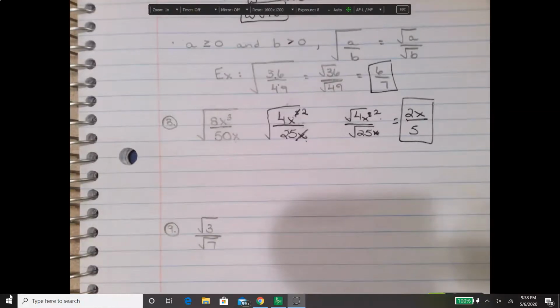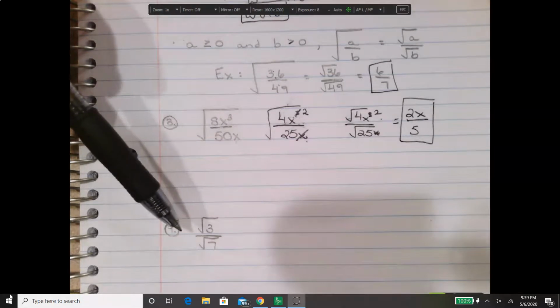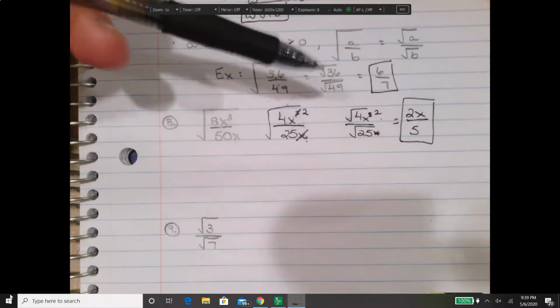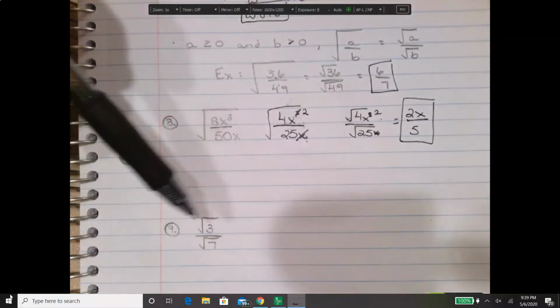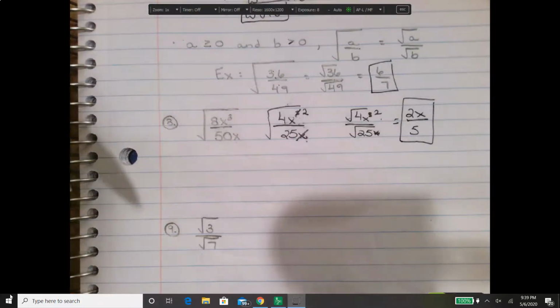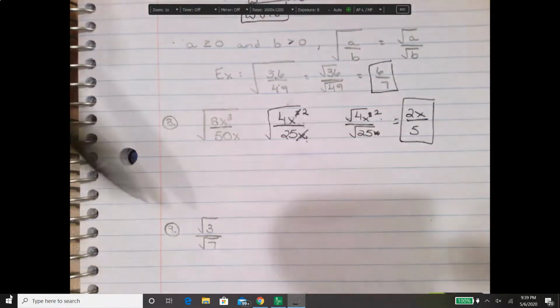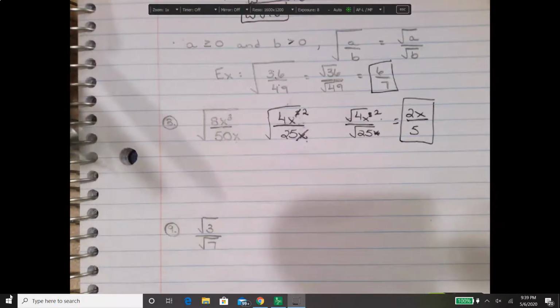Number 9. Let's go ahead and get started. So this time we have the square root of radical 3 divided by the square root of radical 7. Anytime you have a problem that's presented to you this way, where the square root symbol is applied to both numerator and denominator, that is when we need to get rid of the square root in the denominator to simplify.